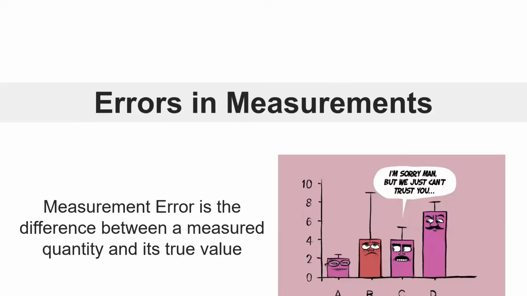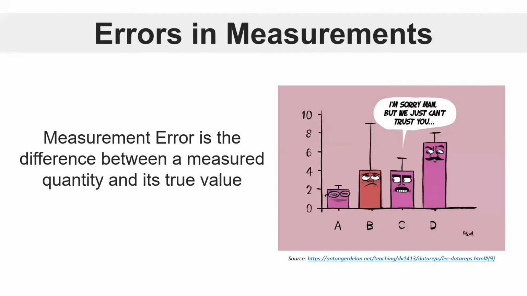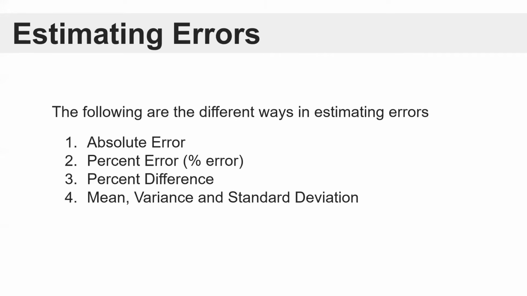values. So measurement error is the difference between a measured quantity and its true value. So it is the measure of how far away is your obtained measurement from the true or actual value of the measurement. So there are different ways of estimating errors or for solving for the errors in our measurement.